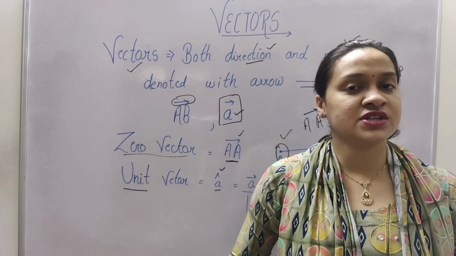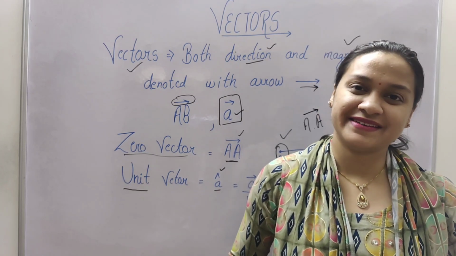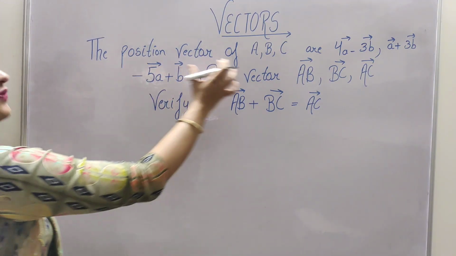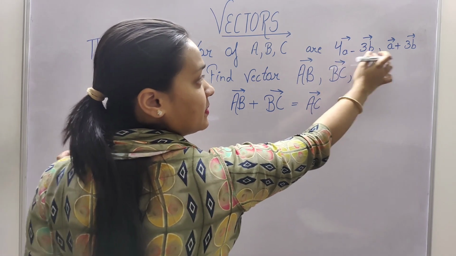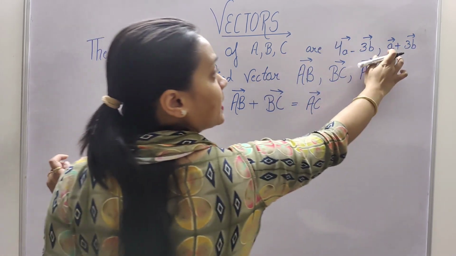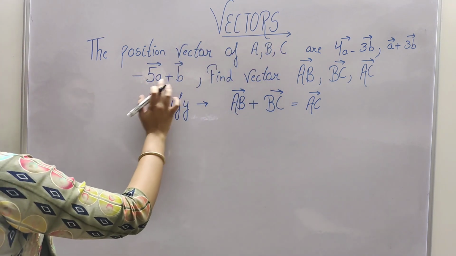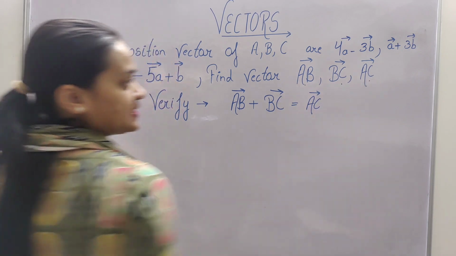Now we are going to study the mini questions of this chapter, so let's get started. So students, your first question is: the position vectors of A, B, C are 4a minus 3b, a plus 3b, and minus 5a plus b. Find the vectors AB, BC and AC.